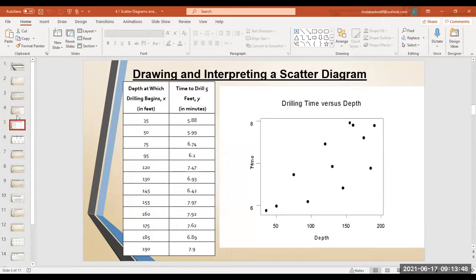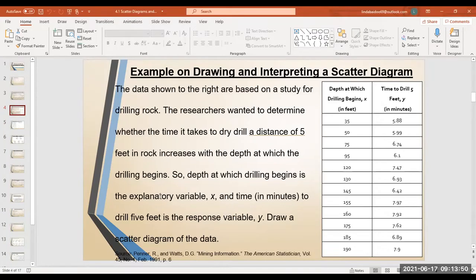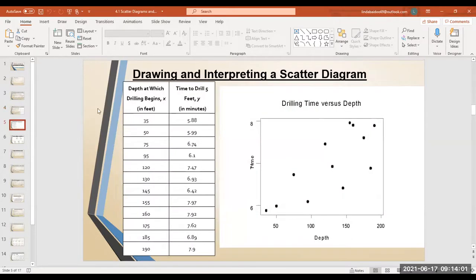So if we were to plot this, the question says that we should draw a scatter diagram of the data. It has given us information about what this data is, and now it wants us to draw the scatter diagram. Very simple. Take this and this, that is the x and y. We just have to make sure that we have our scale. So time is y, and x, which is the depth, is on the horizontal.